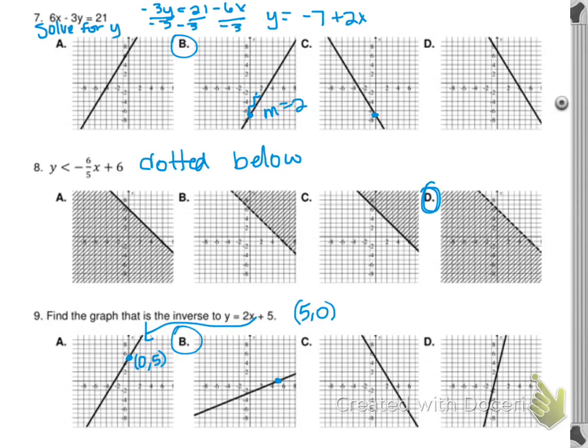Okay, there is a question like this on your test. I really hope you know how to do it. Don't pick the line that this equation is. It wants the inverse of it. Find a point, switch x and y. Find another point, switch x and y.